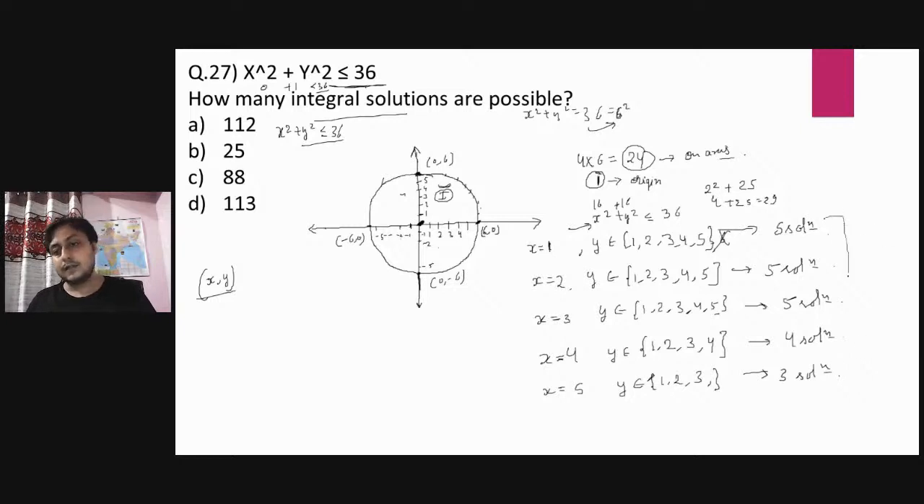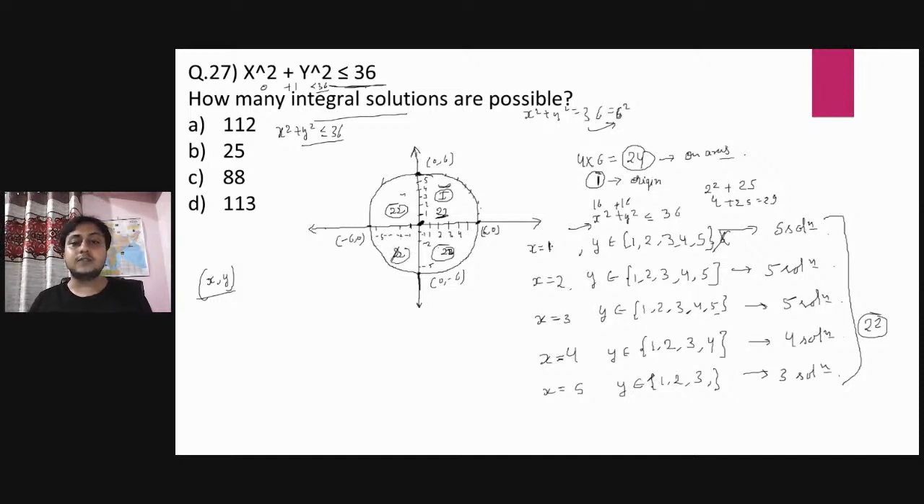When you add these numbers, what will we get? 5 plus 5 plus 5 is 15, plus 4 is 19, plus 3 is 22. So guys, there are 22 solutions inside the boundary of the circle and in the first quadrant. It's 22 in this one, and this is a symmetric figure. So 22 in this region, 22 in this region, and 22 in this region, right?